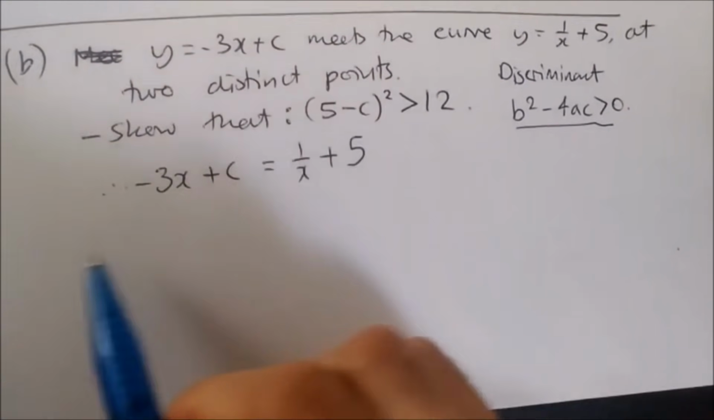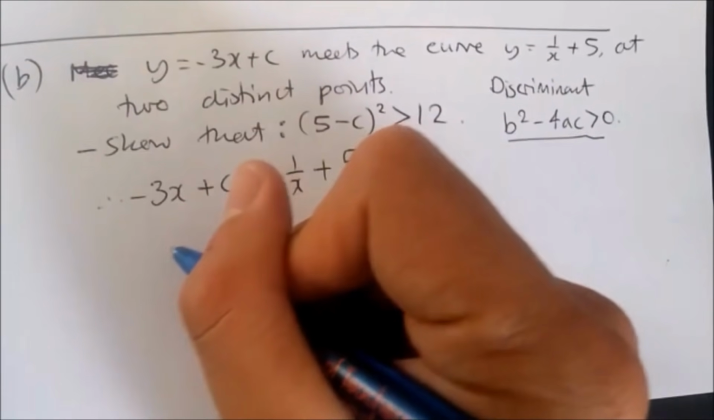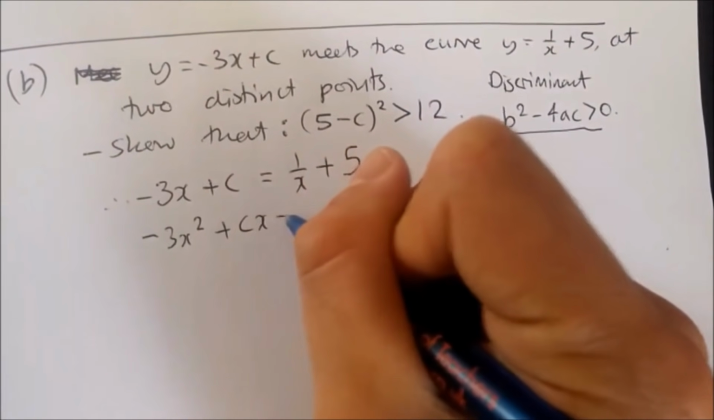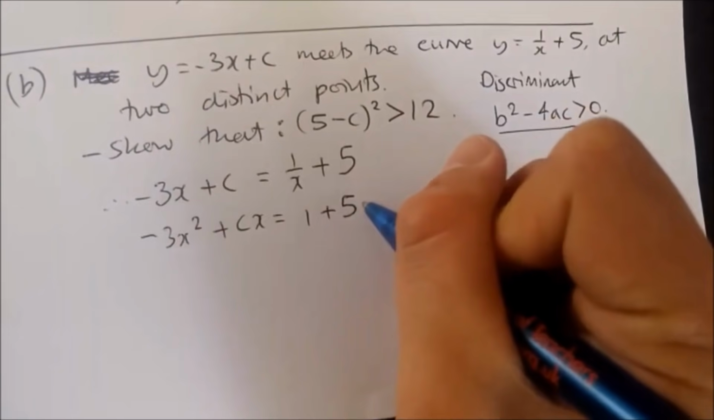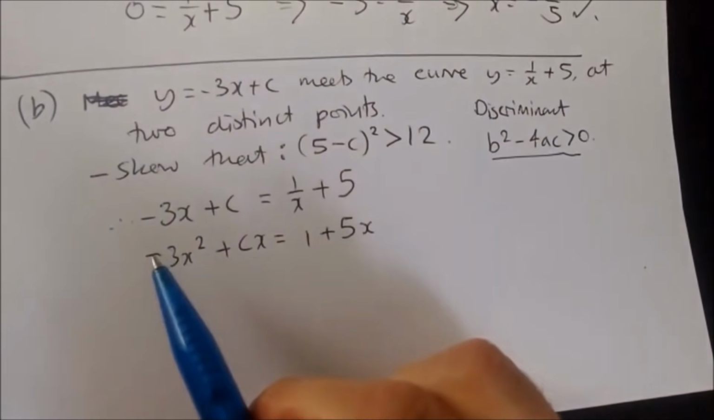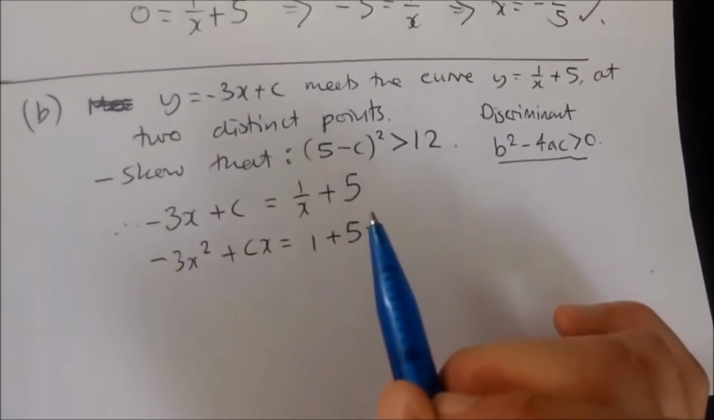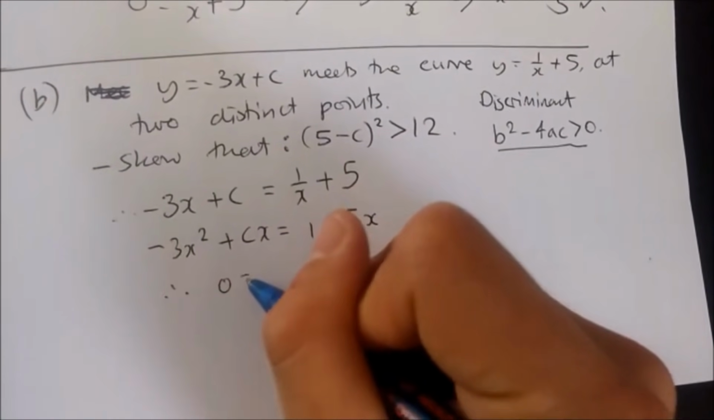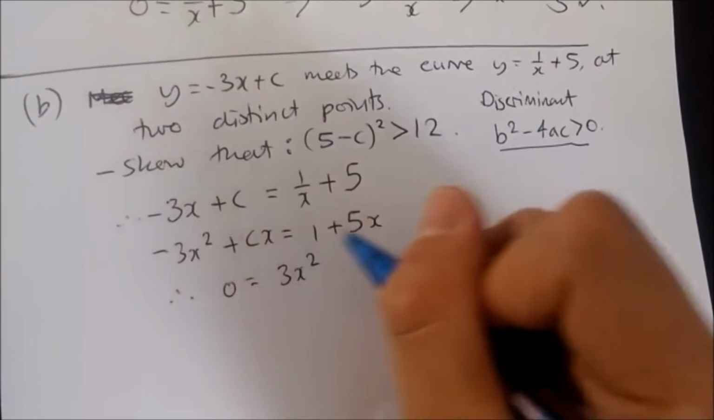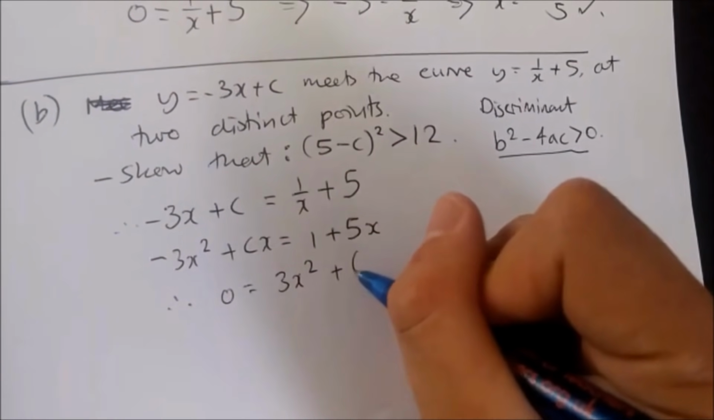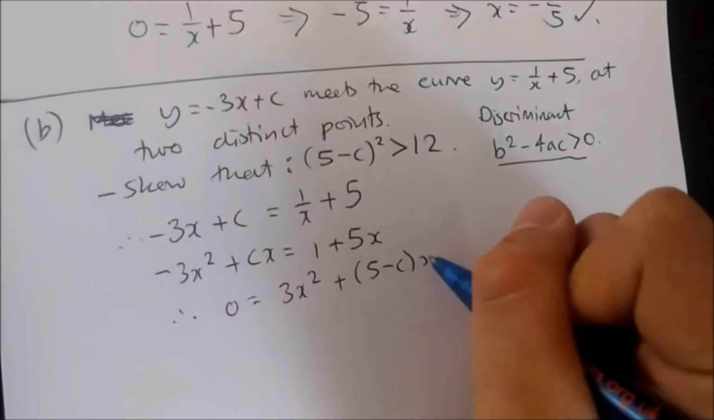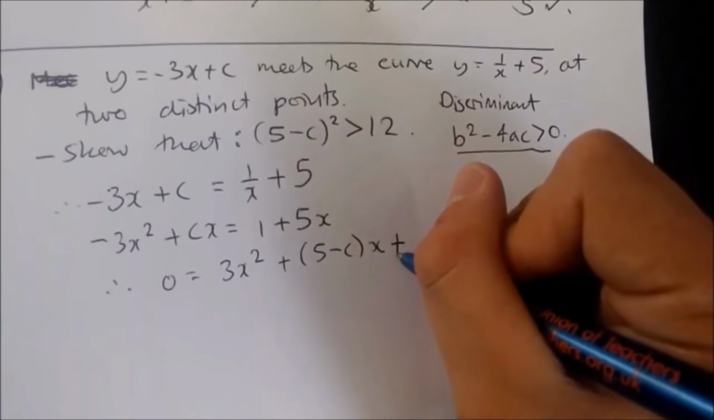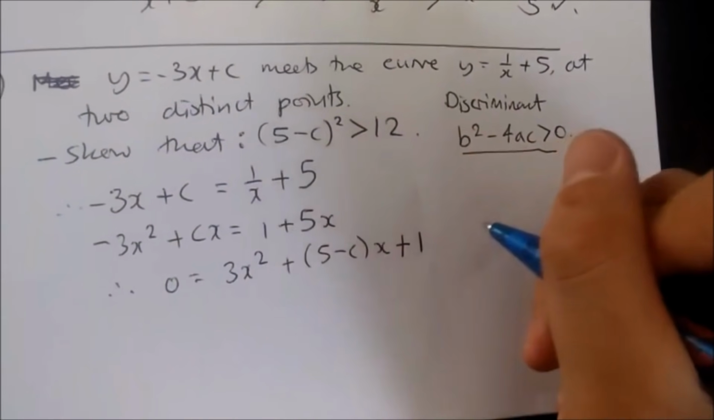Now in this case, what you want to do is multiply by x across to clear the fraction. So multiplying by x, we're going to get minus 3x squared plus cx equals 1 plus 5x. Now moving everything to one side to have a nice quadratic expression, we should have 0 equals 3x squared plus 5x minus cx, which can be factorized as (5 minus c)x, and then of course plus 1. And that's it.